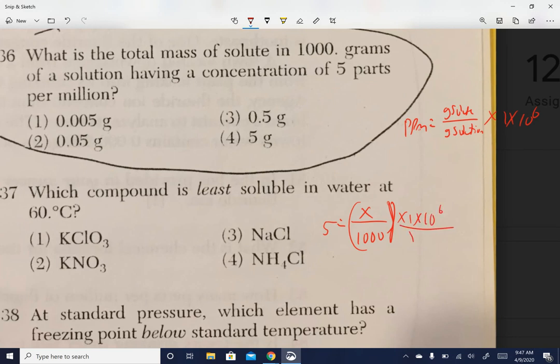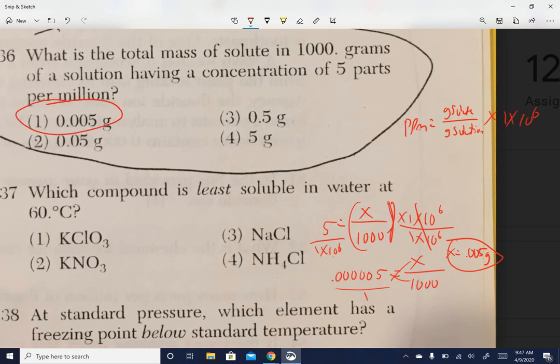Okay. Divide by a million. Divide 5 by a million. So I'm going to get 0.000005 equals X over 1,000. This is really over 1. Cross multiply, 1,000 times that number. X equals, so we move it 1, 2, 3, 0.005 grams. So the answer is number 1.